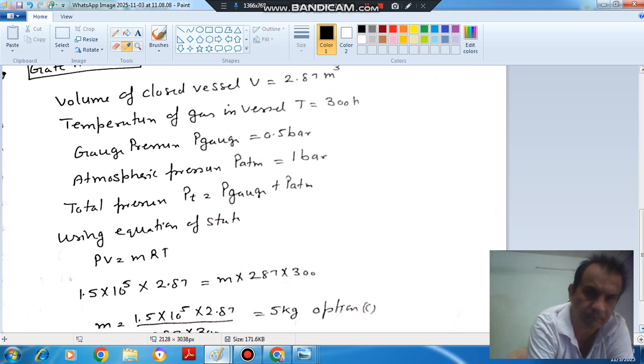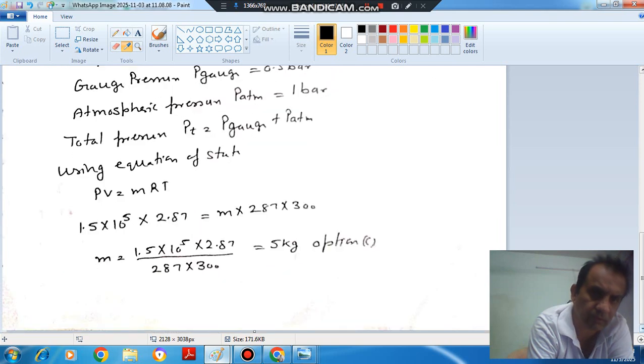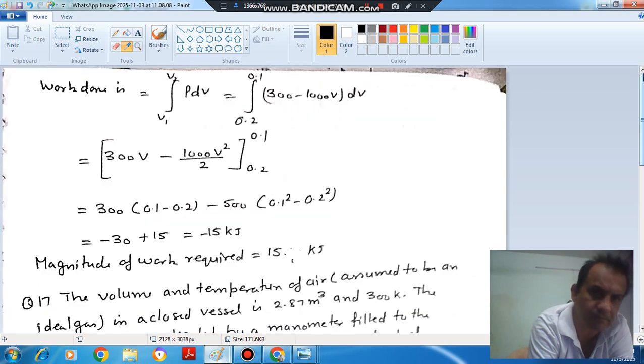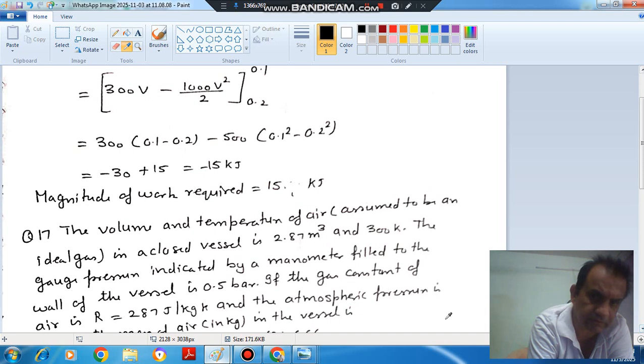So while using the gas equation, we have to use total pressure. Total pressure is gauge pressure plus atmospheric pressure. Here the pressure given is gauge pressure, so we have to take total pressure for using the ideal gas equation.